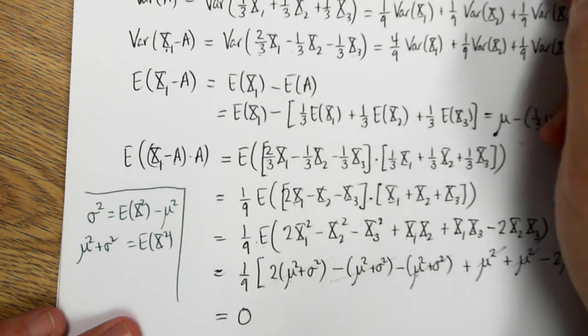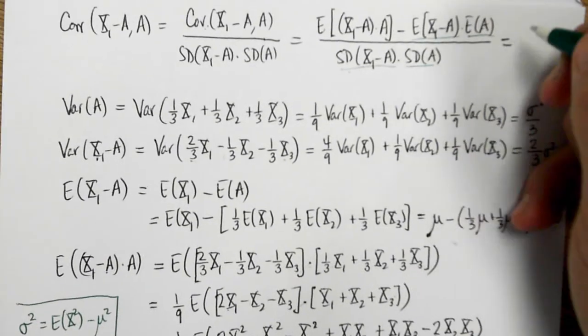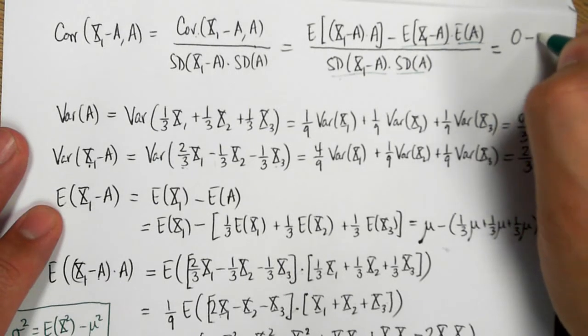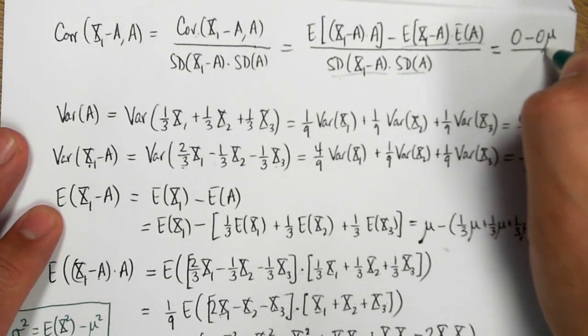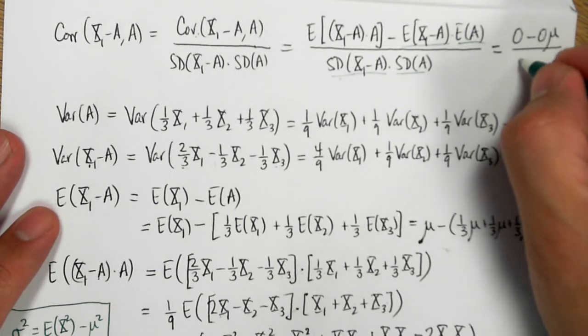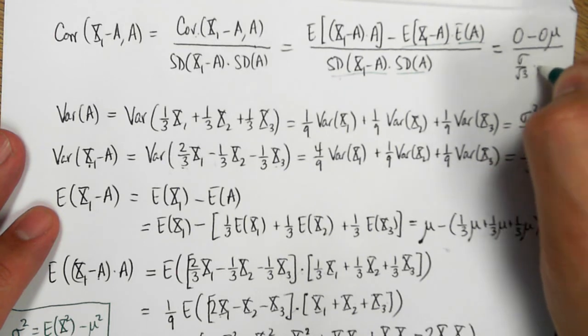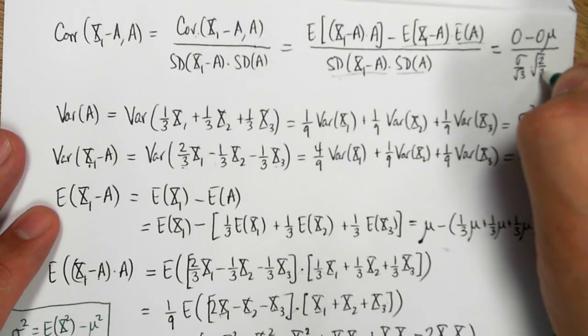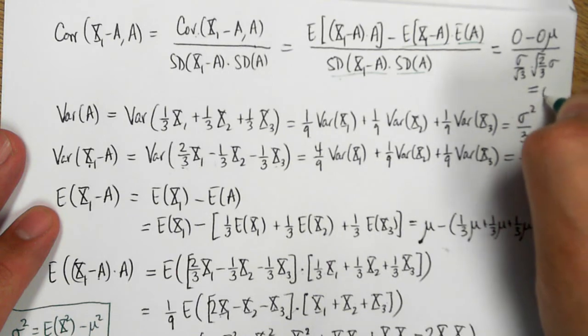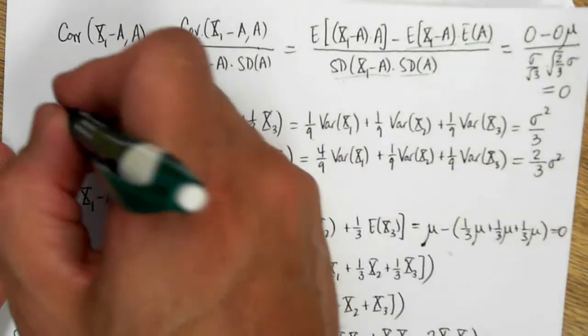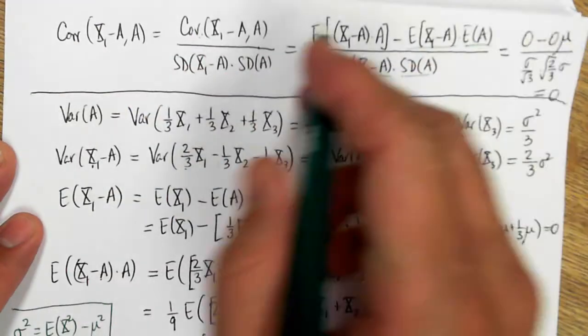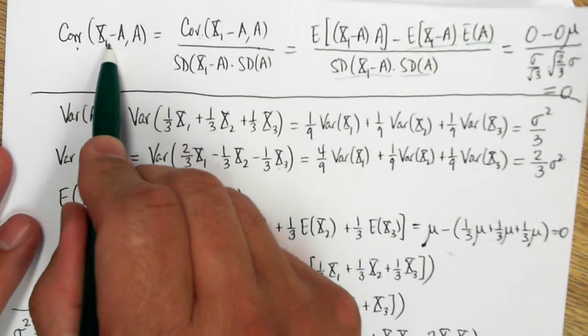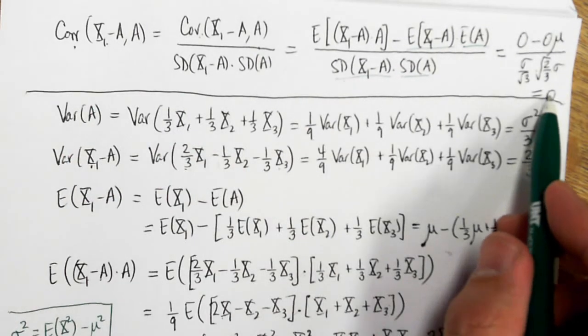So combining, this is going to be equal to 0 minus 0 times mu. Over the bottom, we have sigma over square root of 3 times square root of 2/3 times sigma, which works out to be simply 0. And so our final answer is that the correlation between x1 minus a and a is equal to 0.